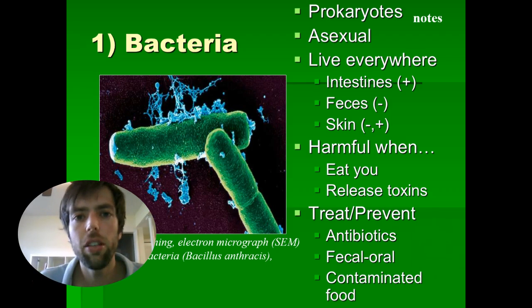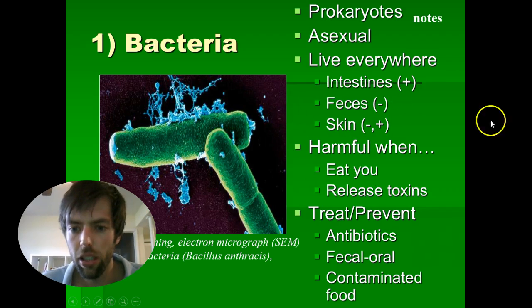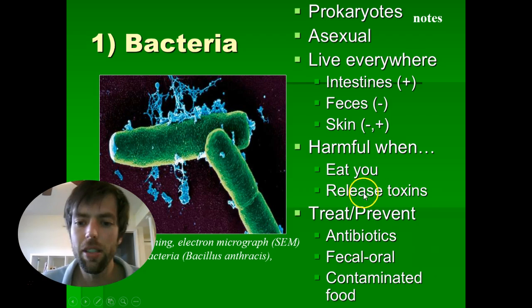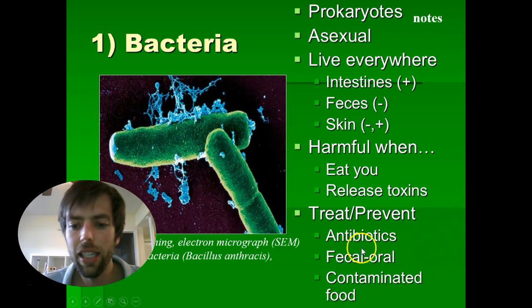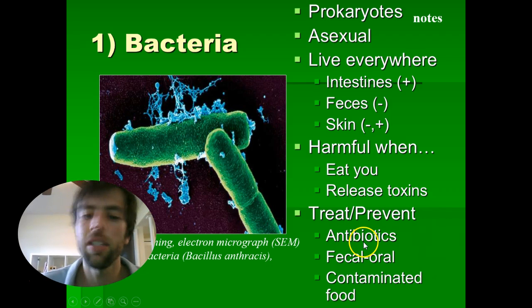What bacteria do to harm us is they can eat us, and they can release poison. That's known as toxins. So what we do when that happens is we can take antibiotics. Anti meaning against, bio meaning live, so it's against bacteria, which is alive, and helps us kill them.